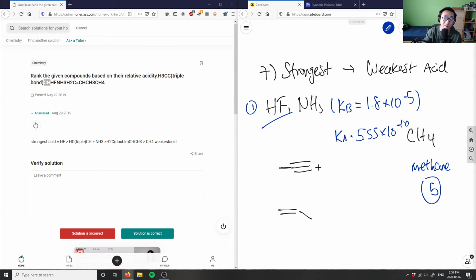But alkynes are even more acidic, right? They have 3 bonds here, right? So I'm going to say that my alkyne here will be taking our number 2 spot, because it can accept basically twice the amount of electrons than alkenes can here.